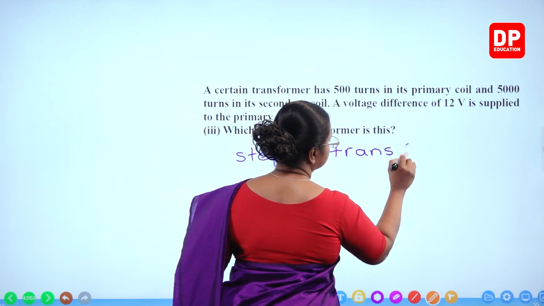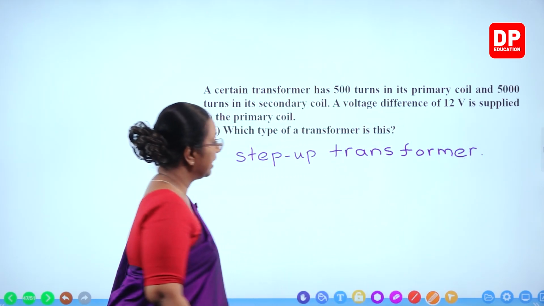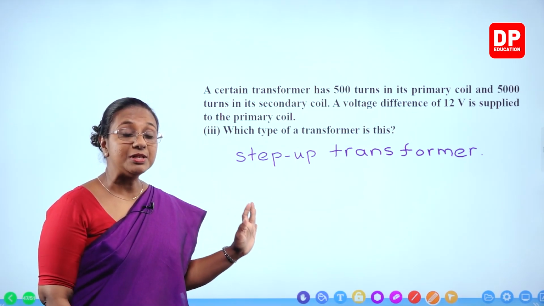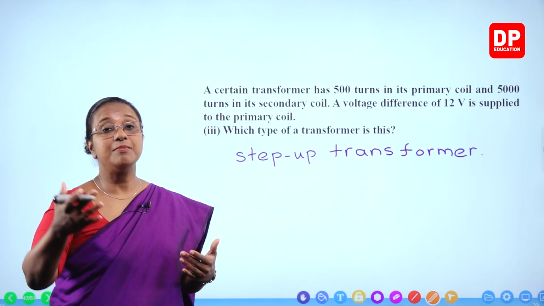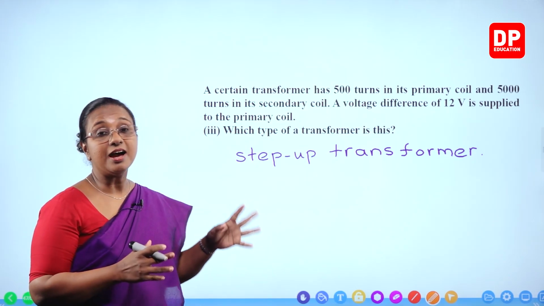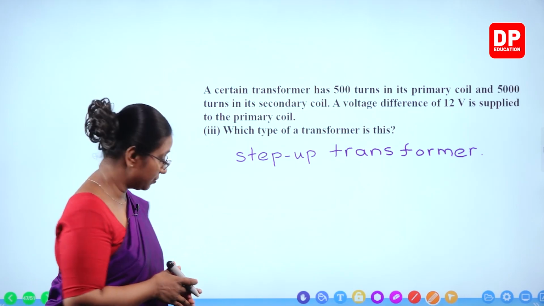So this is an example related to step-up transformer, you were able to understand that the voltage increases, at the same time the current decreases. So in the next slide, I will do an example where we look at a step-down transformer.